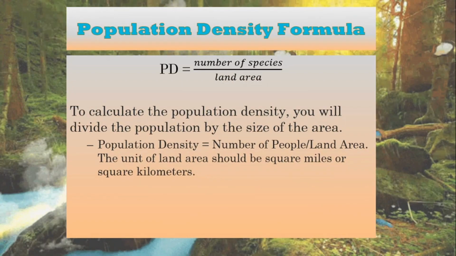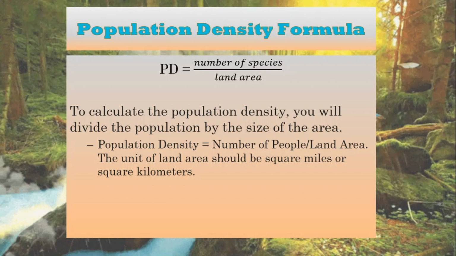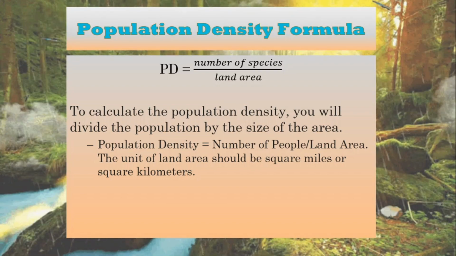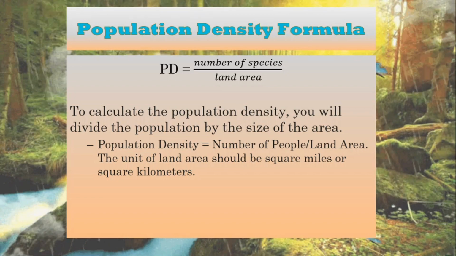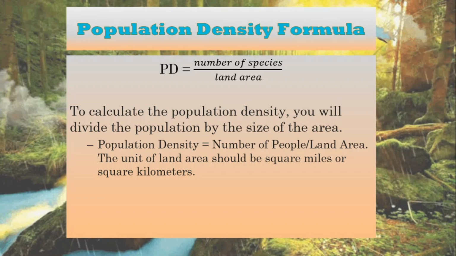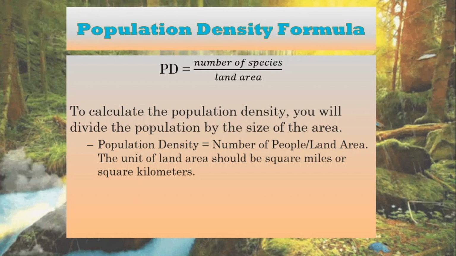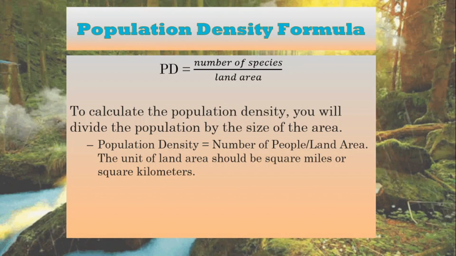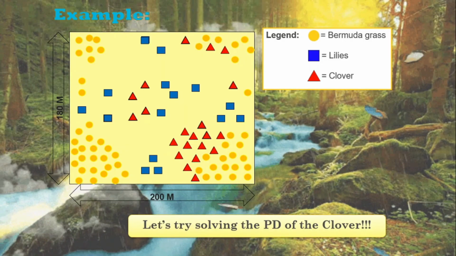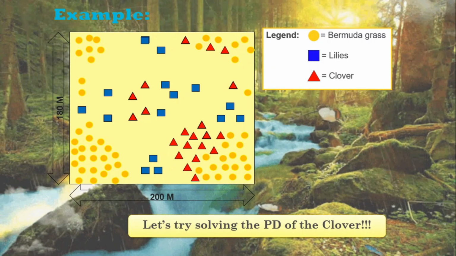Population density formula. To calculate the population density, you will divide the population by the size of the area. Population density, or PD, is equal to the number of people or species over land area. Take note that the unit of the land area should be square miles or square kilometers. Here is an example of a population.